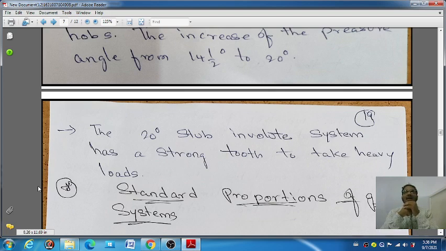While you are seeing any gears, on the surface or inside of the gear, if it is a 20-degree angle of the teeth, that type of gears are involved in heavy duty loads.